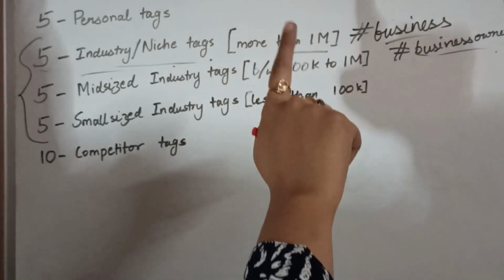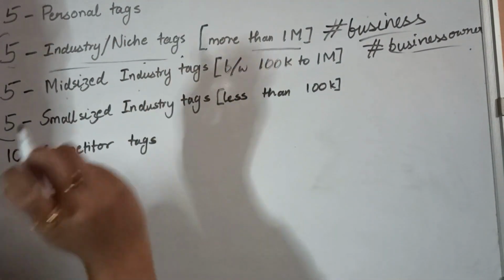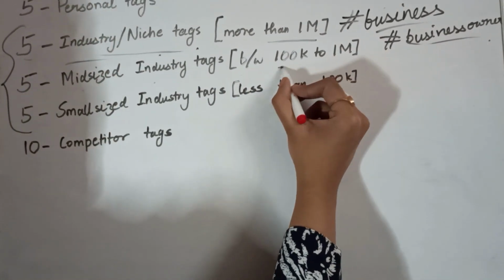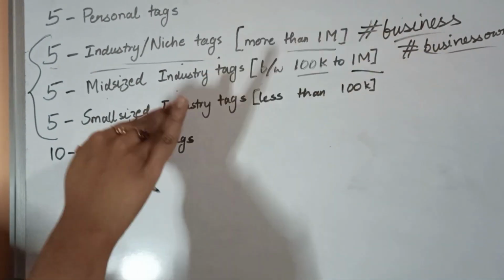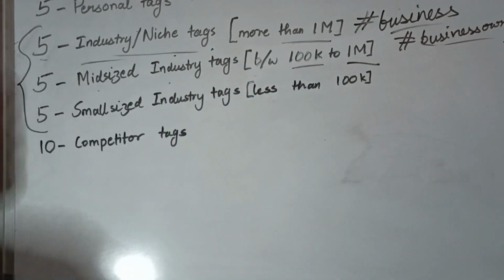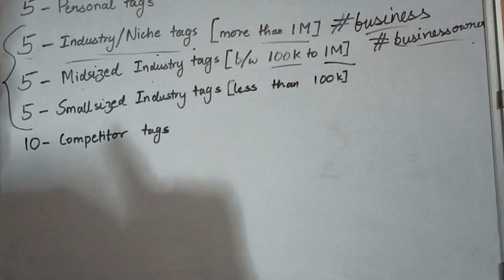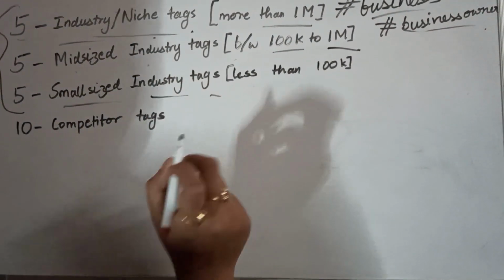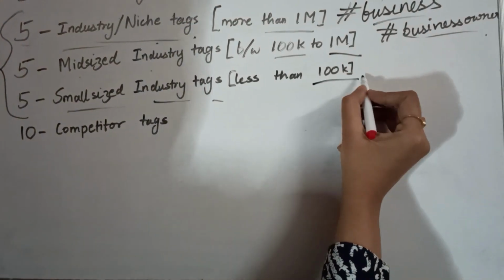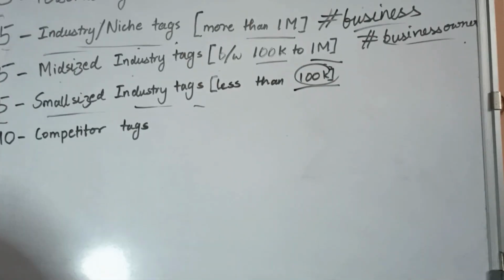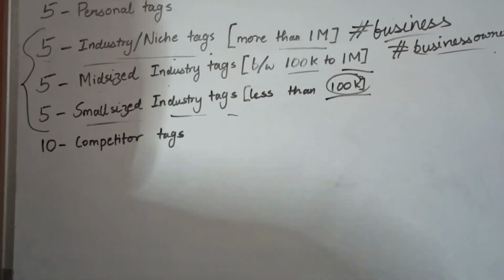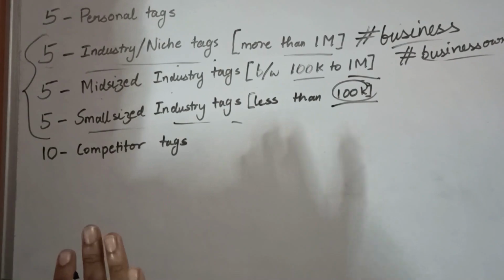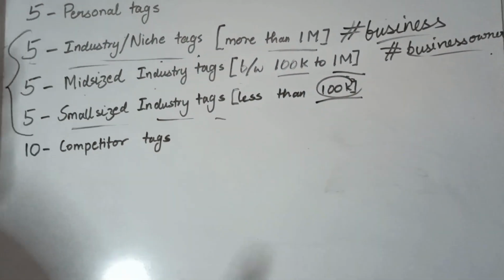The next category is mid-size industry tags. All the hashtags which fall between 100k and 1 million come under the mid-size industry tags. And then the third type is small size industry tags. These are hashtags which have less than 10k. All these tags come under small size industry tags. So how do we research all of these 3? I'll show you all in my phone screen.